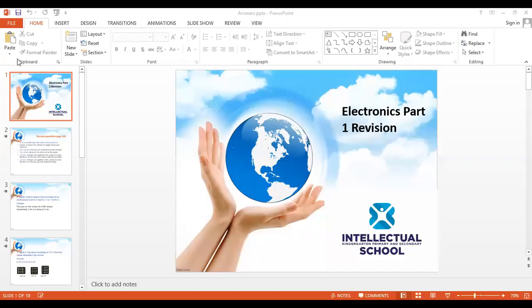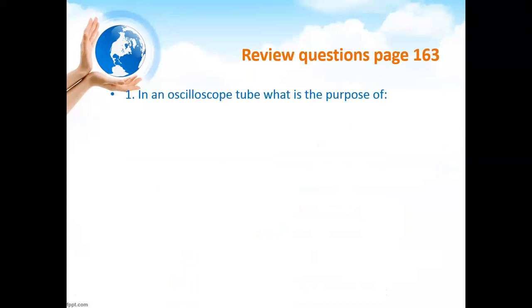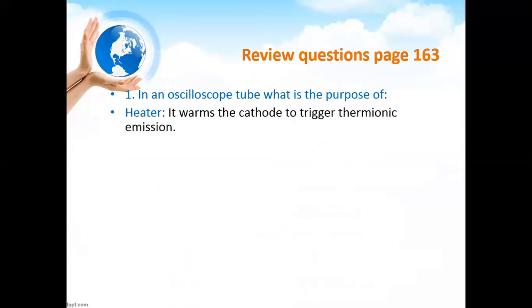All right, let's begin. Electronics part 1 revision. Let's do it. First of all, let's go to the review questions, page 163. The first question was asking us, in an oscilloscope tube, what is the purpose of the heater, cathode, anode, and X and Y plates? So first of all, let's define the heater.